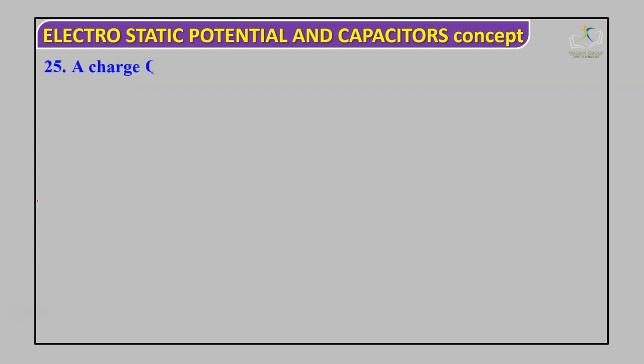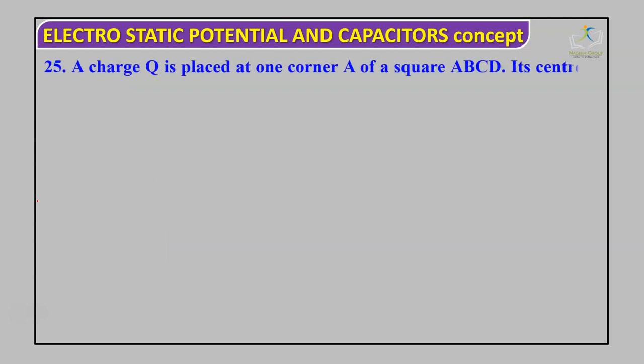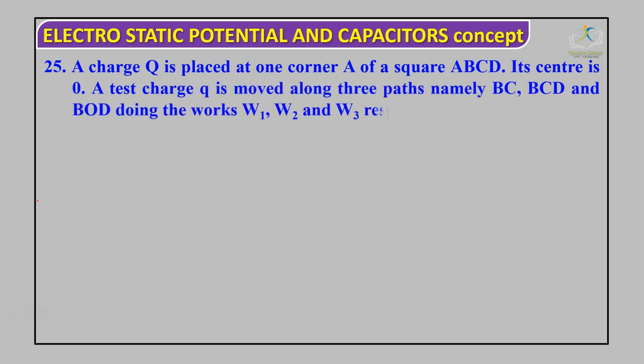Next question we have, 25. A charge Q is placed at one corner A of a square ABCD. Its center is O.